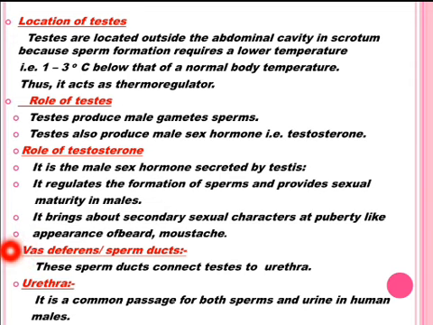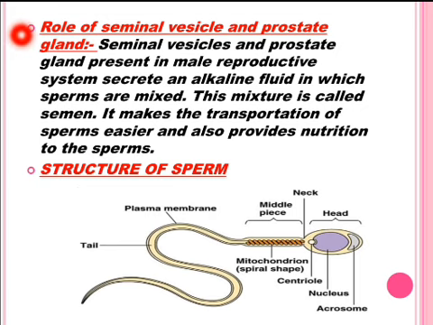Then you have seen vas deferens or sperm duct, which connects testes to urethra. Then you have seen urethra. Again, there is one important question: what is the function of urethra? It is a common passage for both sperms and urine in the human males, but both are passed out from the human body at different timings. Means when the sperms are released, urine is not passed out, and when urine is passed out, sperms are not released.